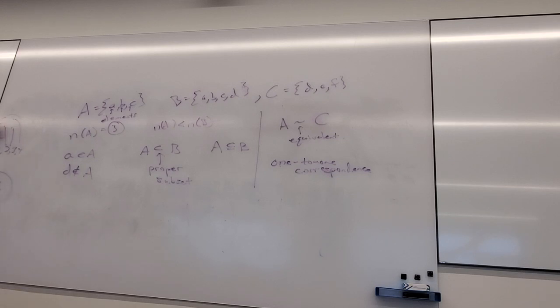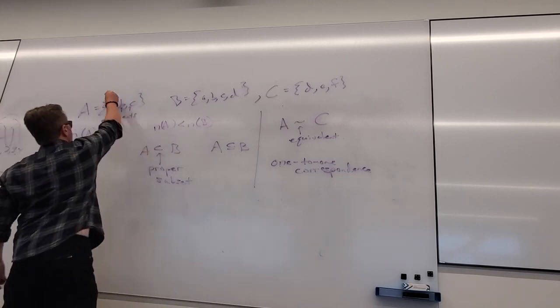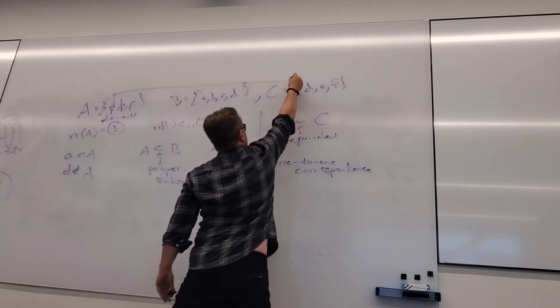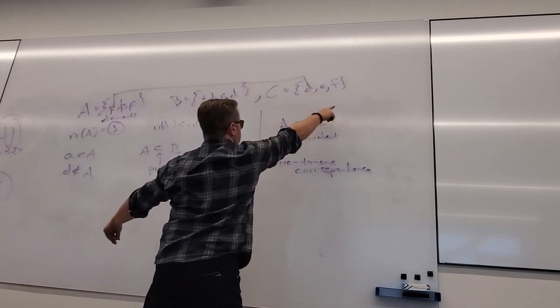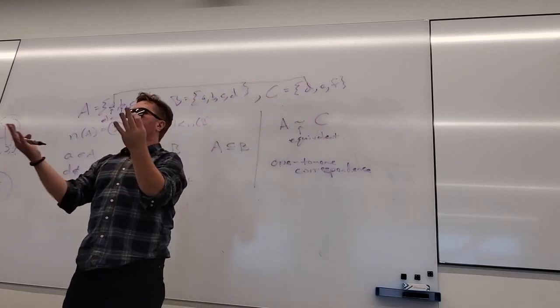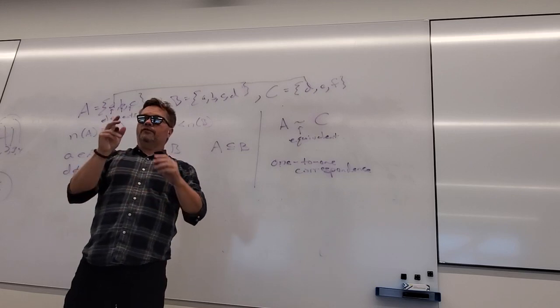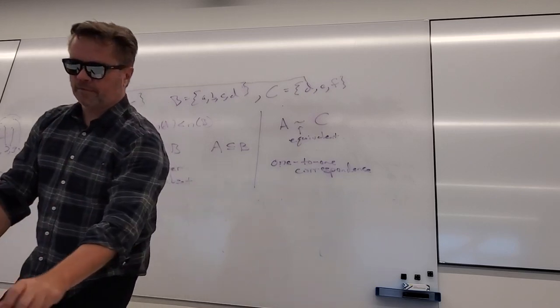So the idea of one-to-one correspondence: I can create one between these sets. A corresponds to D, B corresponds to E, C corresponds to F. Therefore, they are equivalent. Another way to say that is they're the same size. Let me ask you a really funky question, though.